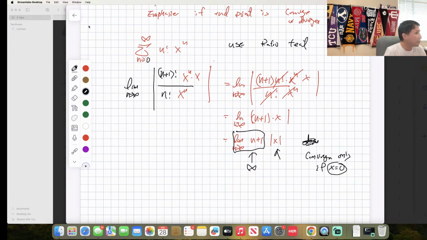Because you have infinity times 0, well, that's kind of an indeterminate form, but in this case, that 0 is just a constant. So anything times 0 will be 0. So there's only one point that will work, x equal to 0, but it diverges everywhere else, except x equal to 0, because x equal to 0 converges.